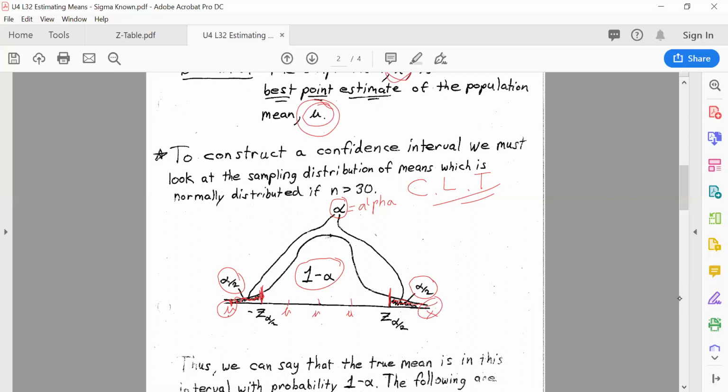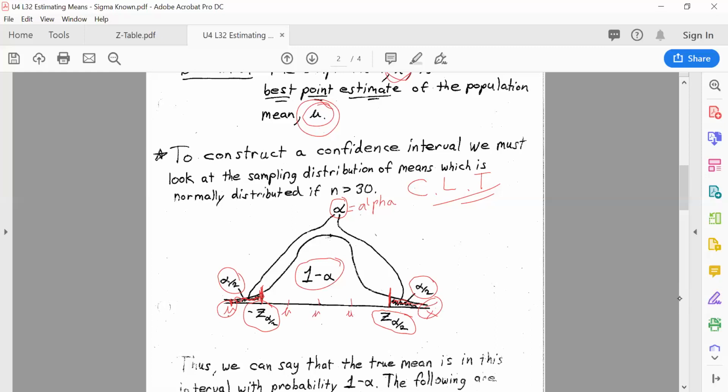These barriers are represented by the z-scores that separate the unshaded area from the shaded areas. So this is the positive z-score at that alpha over 2 level. It's not times alpha over 2, it's just at the alpha over 2 level. And this is the negative z-score at the alpha over 2 level. I know this seems like it's all Greek to you. Yes, these are Greek letters, but just go with it right here. Where did I come up with 1 minus alpha? I just created the variable alpha. I could have said x.